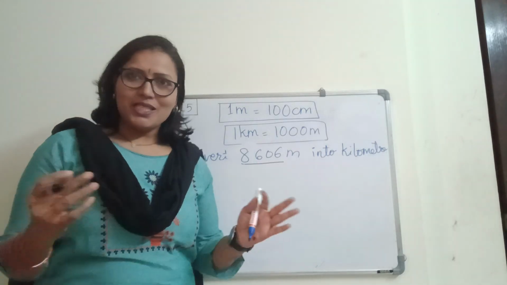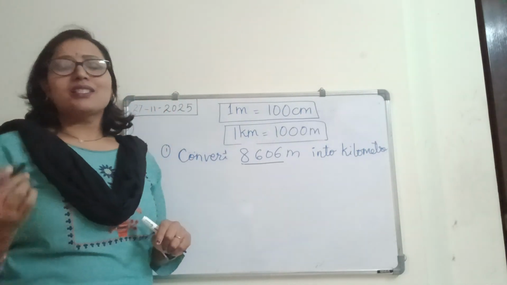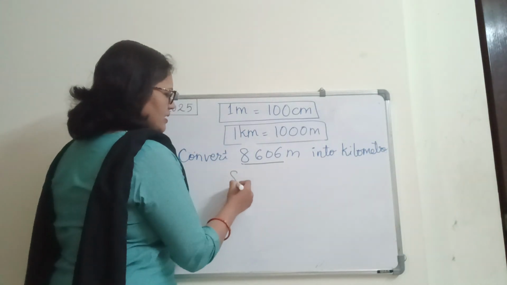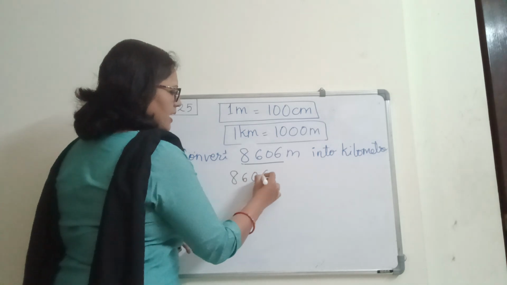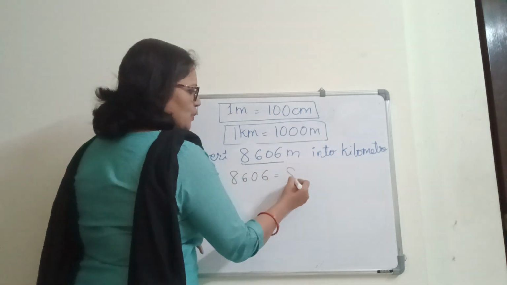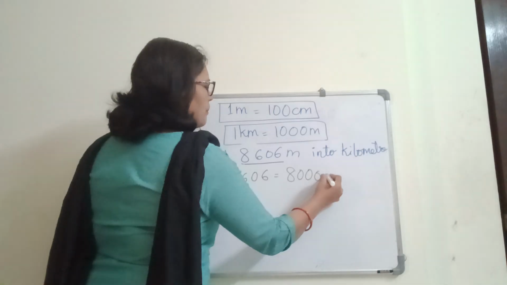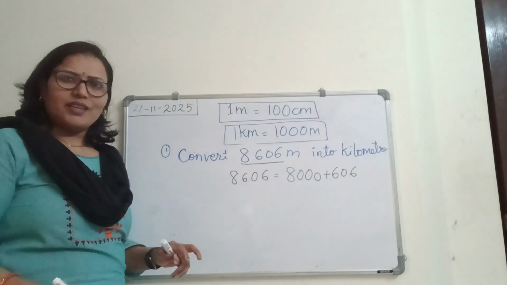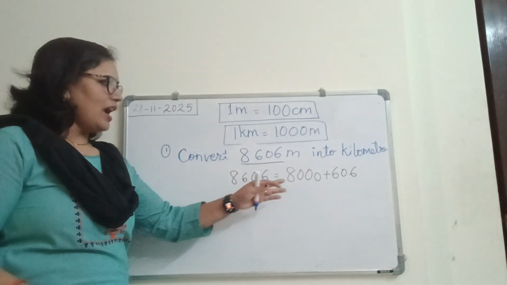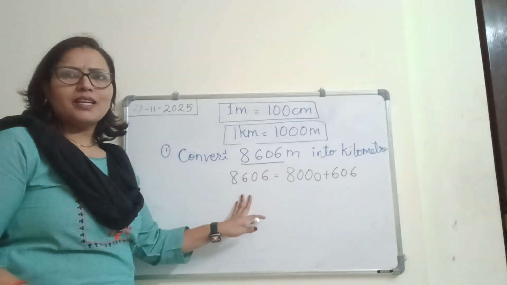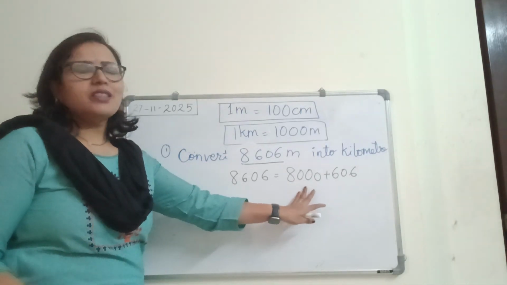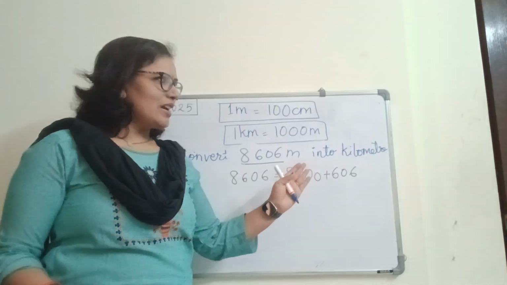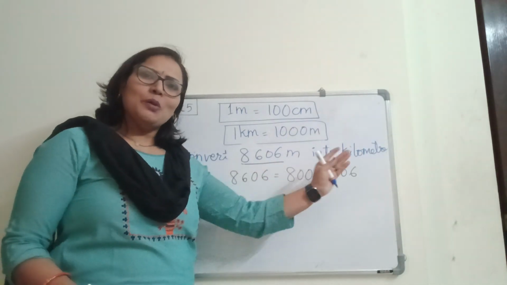Now we have to expand this number in such a way that it's very easy to divide or multiply. So we take this 8606 as it is and we'll expand it: 8000 plus 606. Is this correct? Is it the same? Yes. We add these two, we get 8606 only. So now it's easy to convert this 8000 into kilometer. We just have to divide, because we are converting from a smaller unit into a bigger unit.